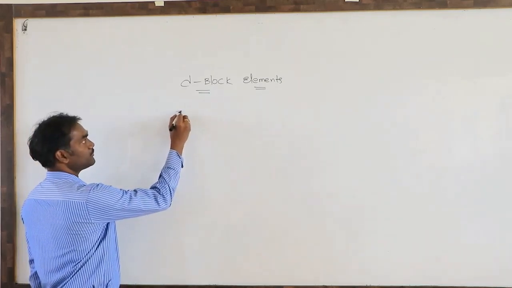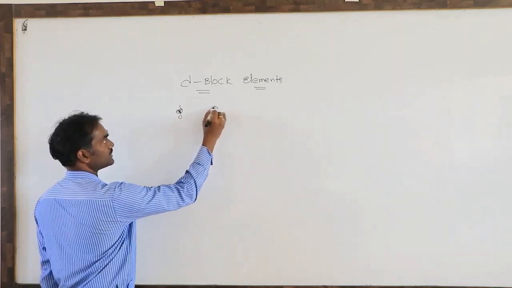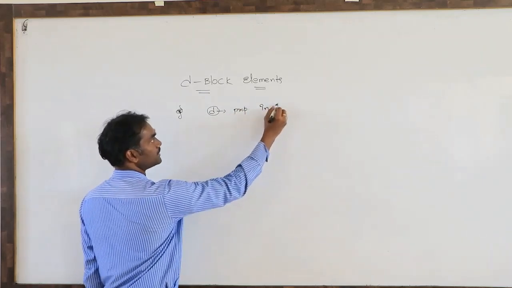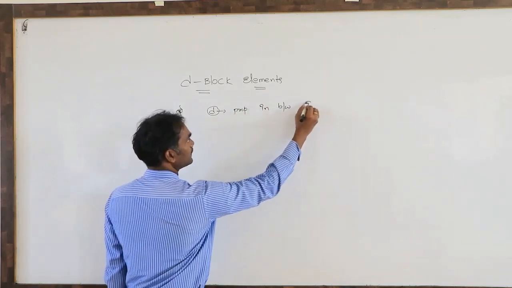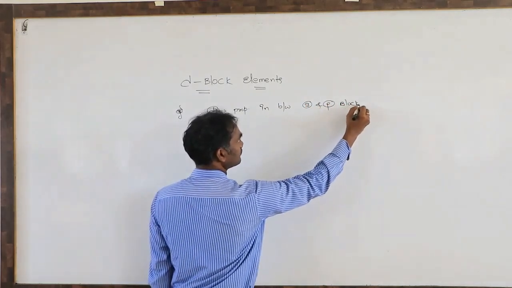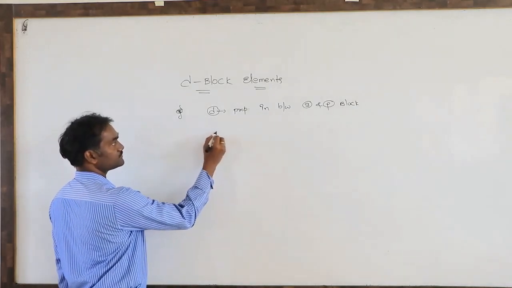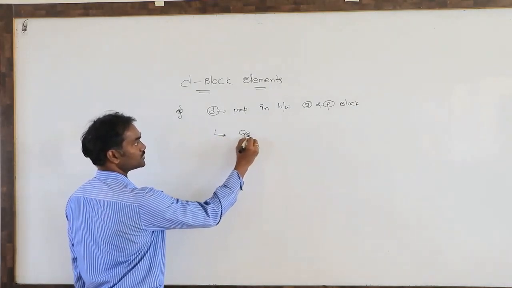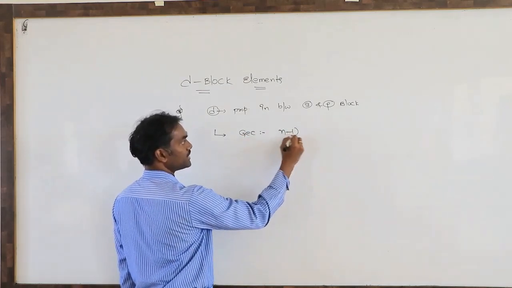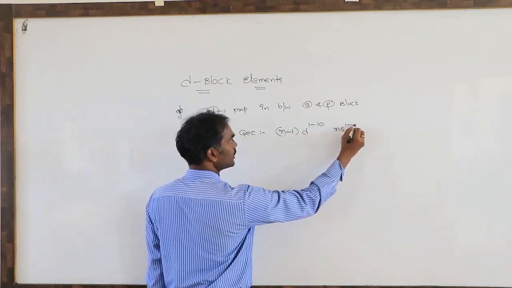So here are some important points. The properties of D block elements are in between S and P block. Next, general electronic configuration. The general electronic configuration is (N-1)d 1 to 10, ns 1 to 2.